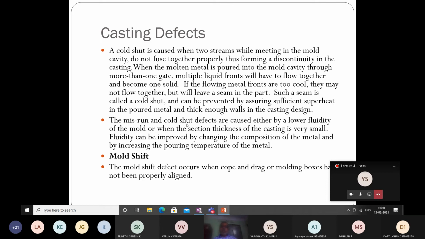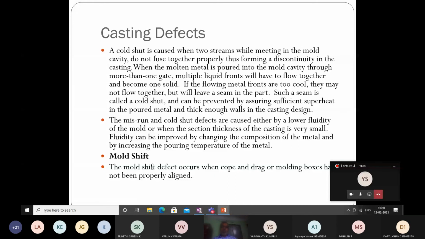So the misrun and cold shut defects are caused either by lower fluidity of the metal or when the section thickness is very small. So how do you improve the fluidity? By changing the composition of the metal or increasing the pouring temperature. So by adopting this, when the temperature is increased, naturally the flow will be good, so misrun and cold shut can be avoided.